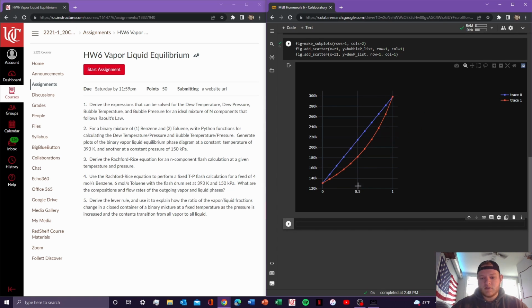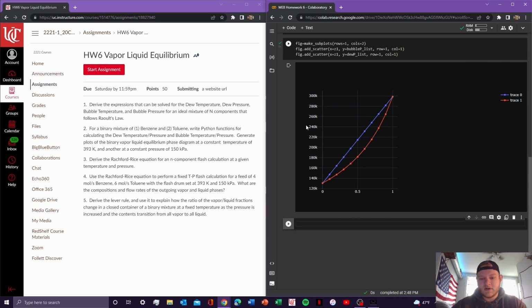So if we have a mixture of half and half, which is what this is right here. This is half benzene, which means we would have half of toluene, and we come up to the dew point graph, you would see at 180 Kelvin, the pressure to make the first bubble, or the first condensation, would be 181,000 pascals, and the first bubble would form at around 200.